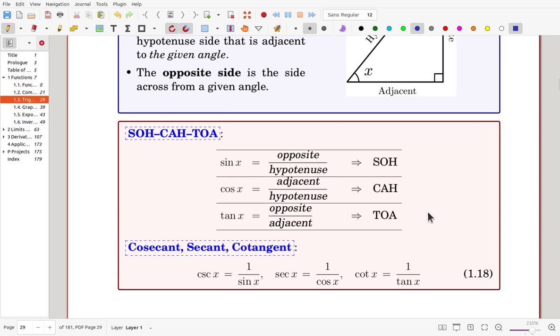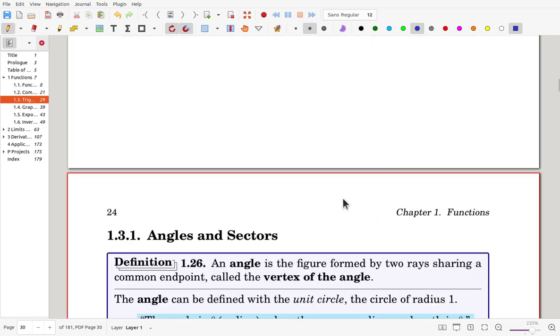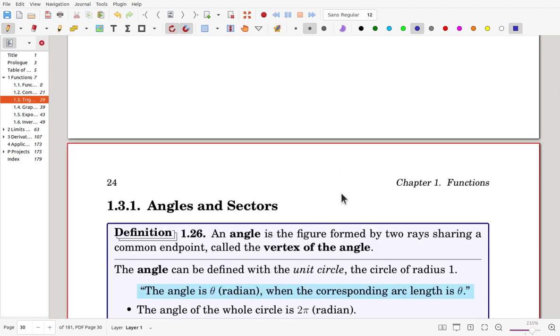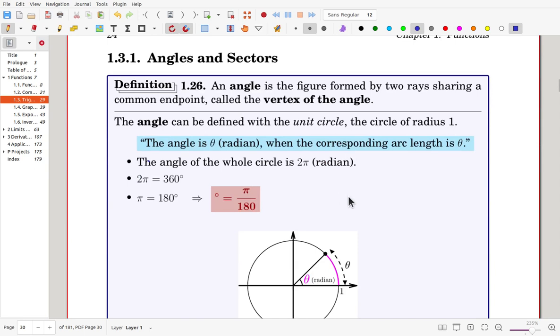Okay, now here we'll redo it. We'll reintroduce these trigonometric functions. Now we'll begin with angles and sectors. What is an angle? An angle can be defined along with the unit circle, the circle of radius 1.